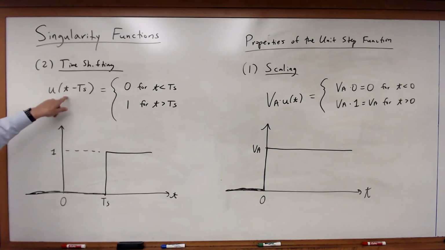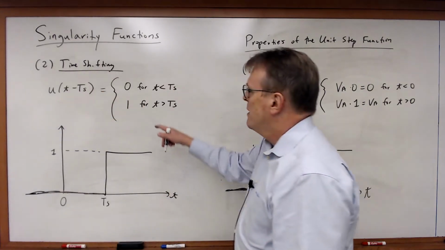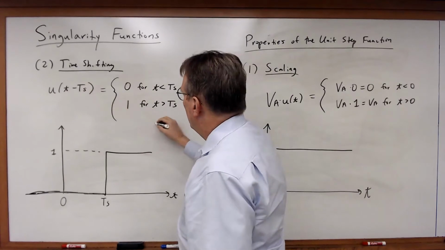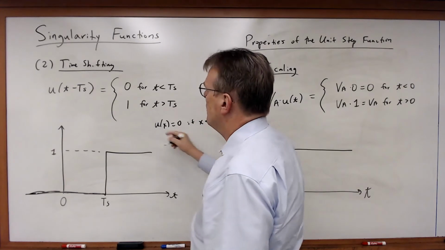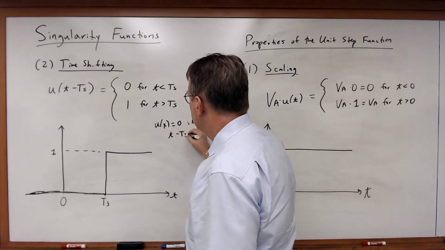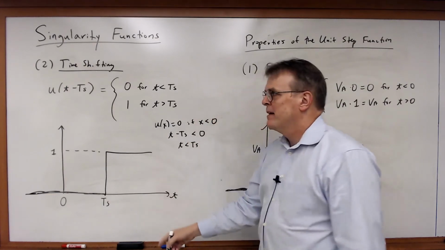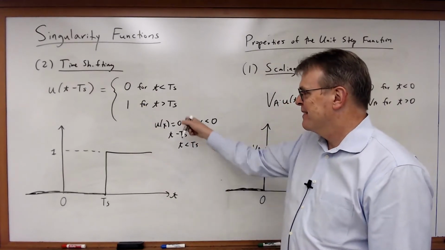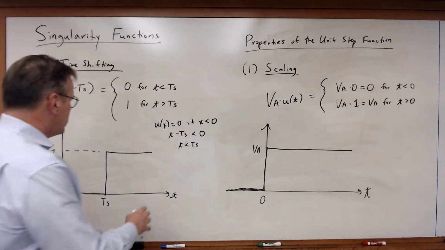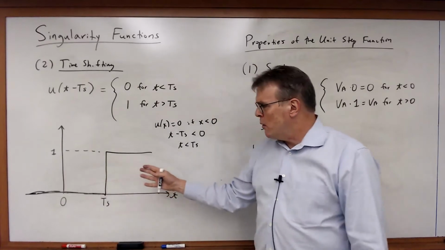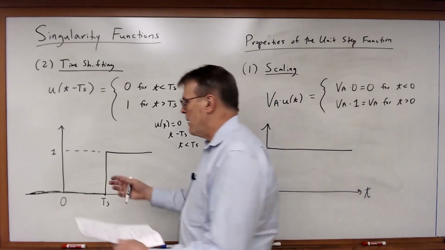Now sometimes people question, well, shouldn't that be a plus rather than a minus? No, not at all. Okay? Because u of x is equal to 0 if x is less than 0. In other words, if t minus t sub s is less than 0, or t is less than t sub s. So that's where the minus sign comes in. All right? So this should be t minus, not t plus. And incidentally, I'm assuming that in your other math courses, you have seen this concept of time shifting before along a time axis. So this is probably nothing new to you.